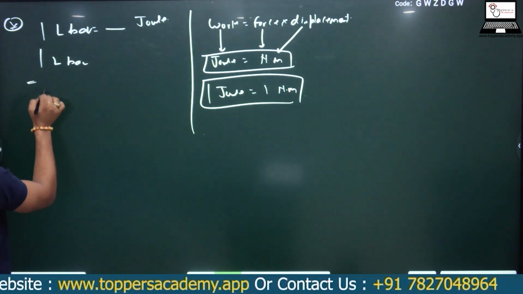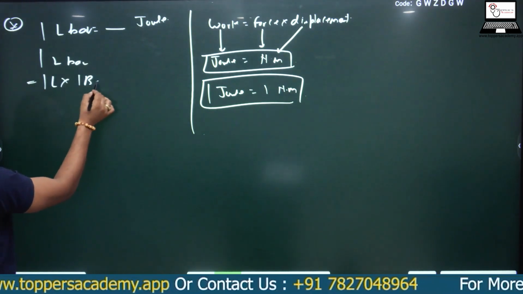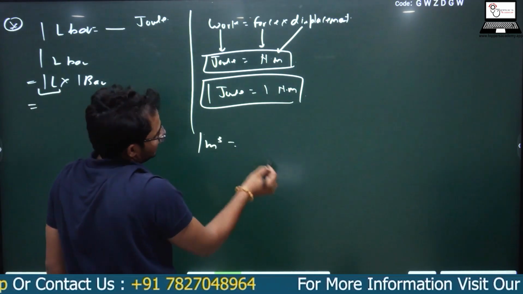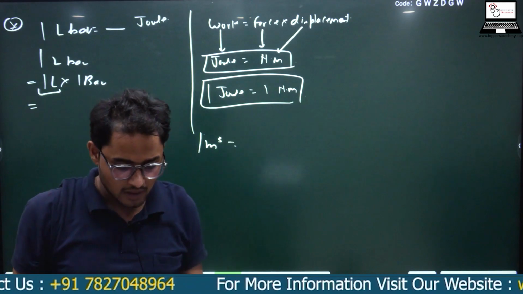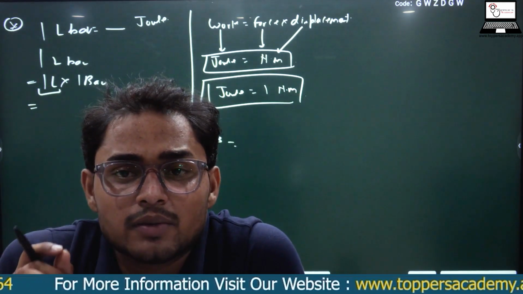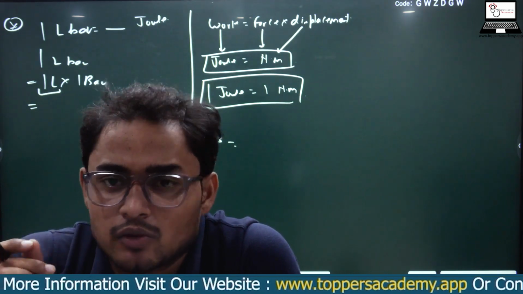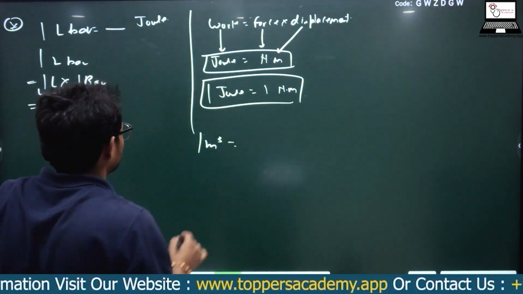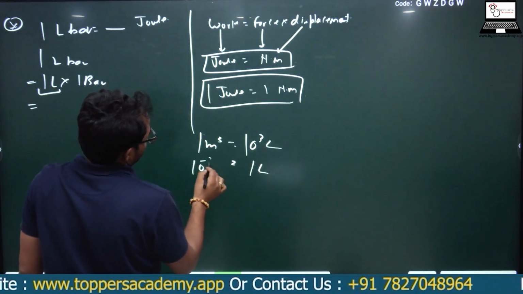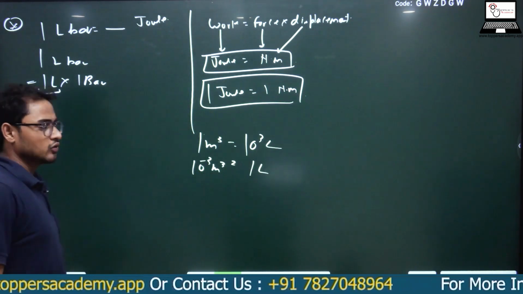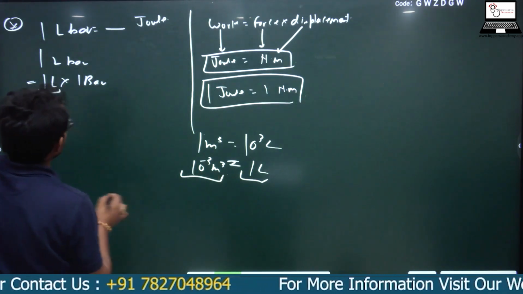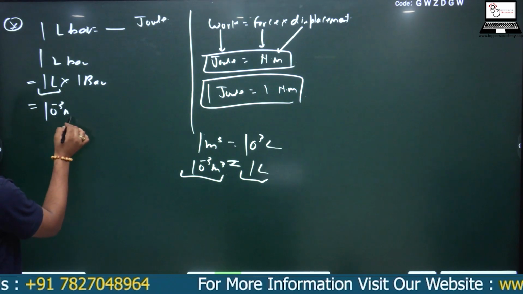So in place of 1 liter bar, I can write 1 liter into 1 bar. Now in place of 1 liter, I have told you about 1 meter cube. If we have a water tank 1 meter length, 1 meter breadth, 1 meter height, that means 1 meter cube volume. In that water tank, a maximum of 1000 liter can be filled. That means 1 meter cube is equal to 1000 liter, 10 to power 3 liter. So 1 liter is equal to 10 to power minus 3 meter cube. So in place of 1 liter, I am going to write 10 to power minus 3 meter cube.